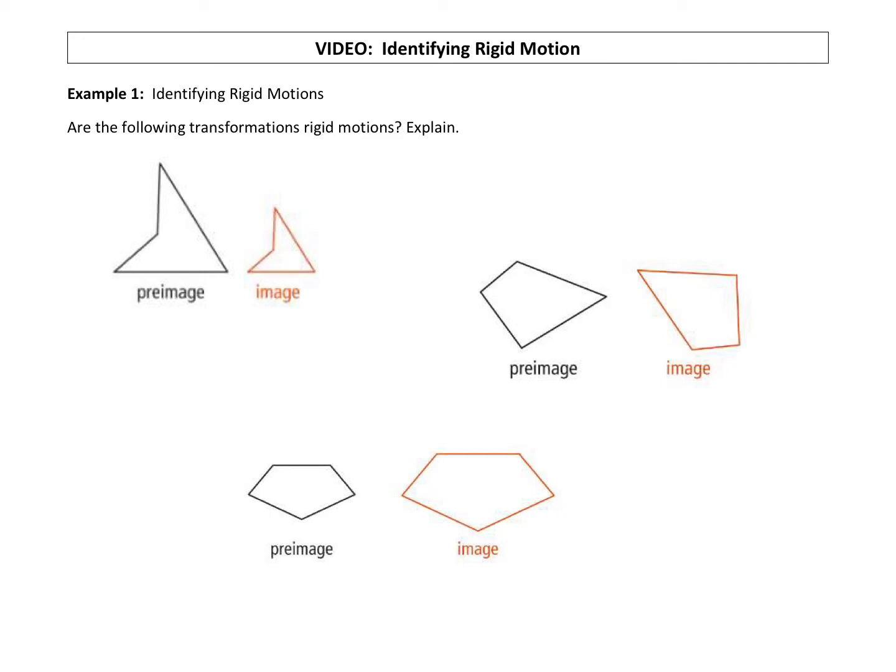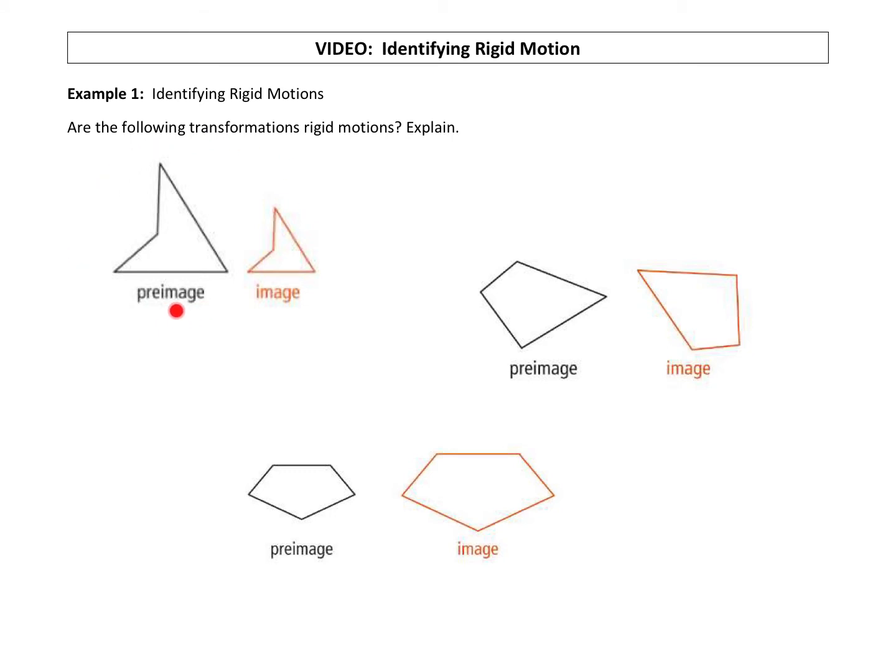All right, example 1, we're going to identify rigid motions. Are the following transformations rigid motions? Explain. So in our vocab or our intro video, we defined rigid motion as a transformation that preserves length and angle measure. So here's our first transformation right here.